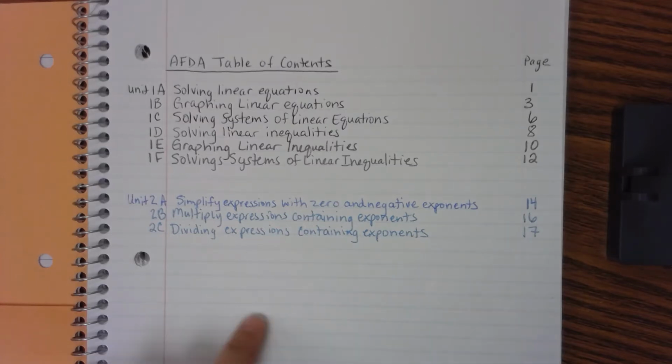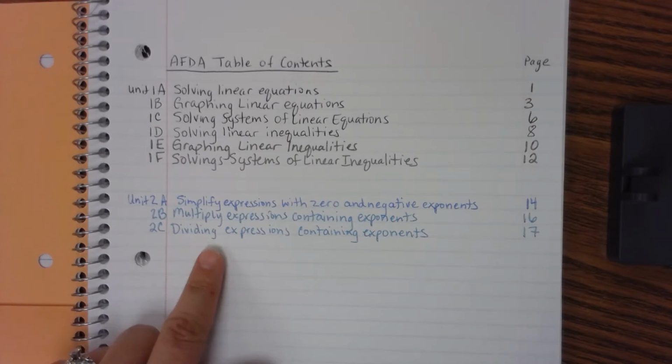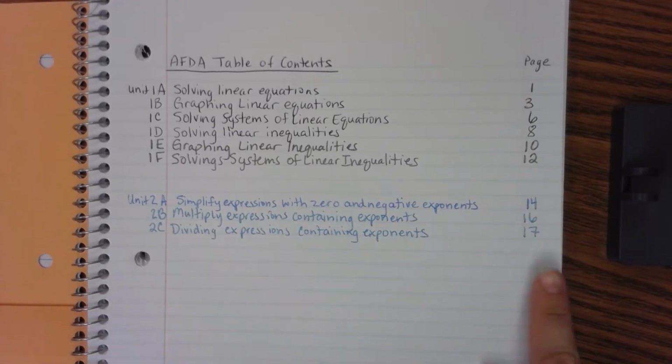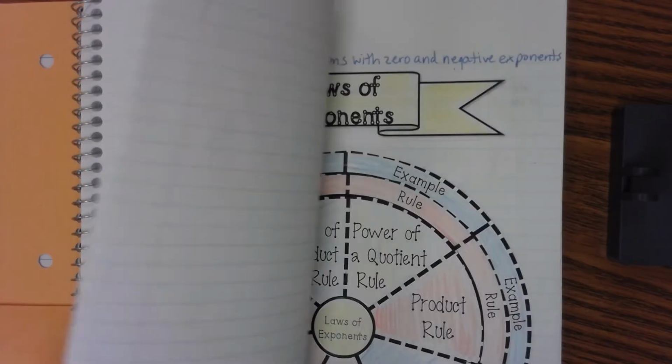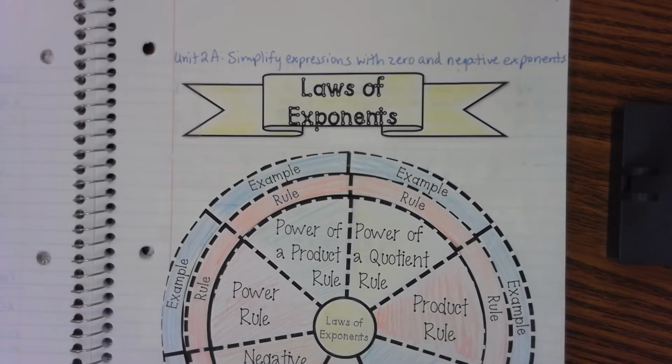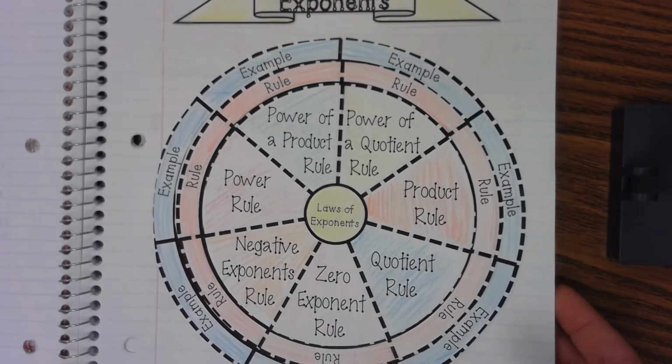Today we're going to be talking about 2C, dividing expressions containing exponents. Mine starts on page 17. Just as a reminder, we have our laws of exponents circle that we made at the beginning of the unit.